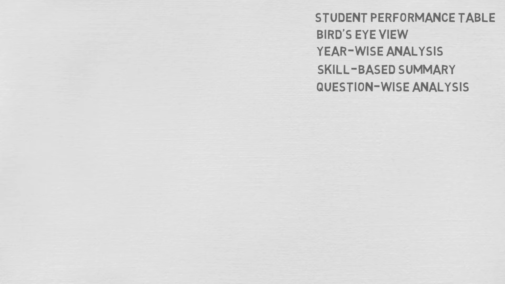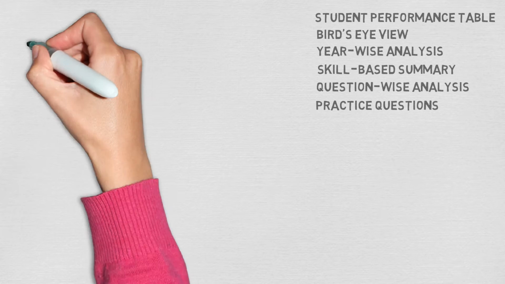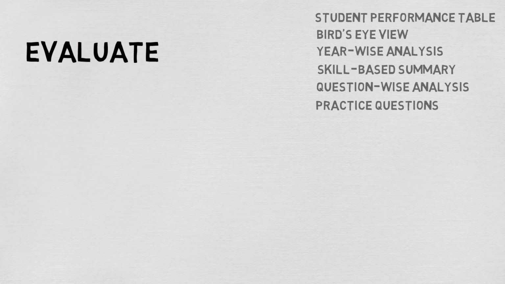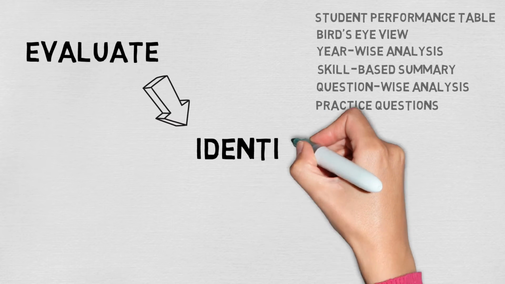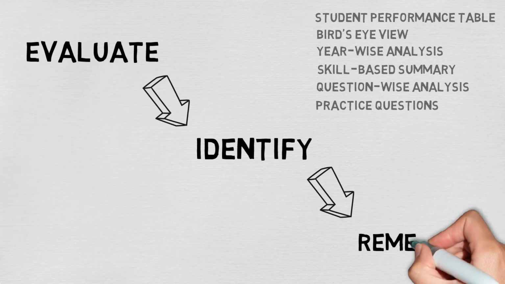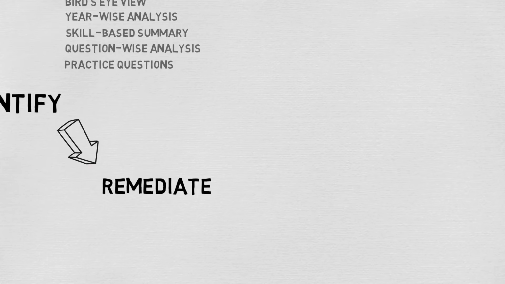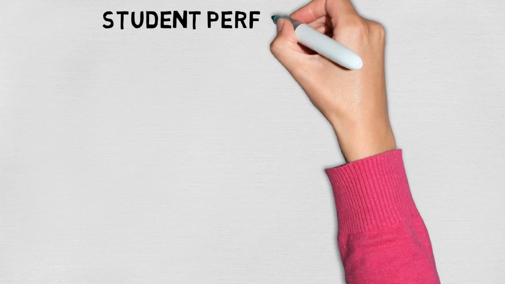This My Book has various sections within it. Using these sections, I was easily able to evaluate my students' performance, identify learning gaps, and remediate using actionable insights. Let's see how each section helped me do this. First is the Student Performance Table.